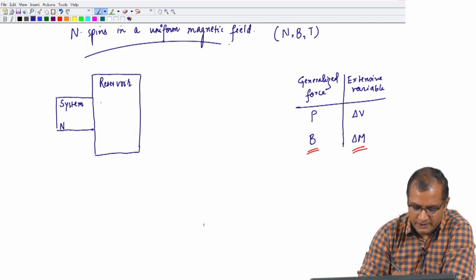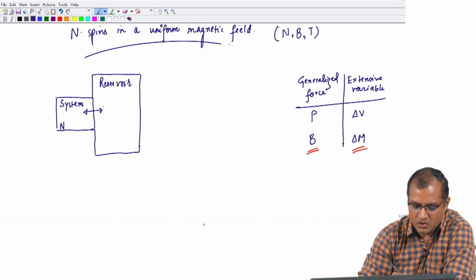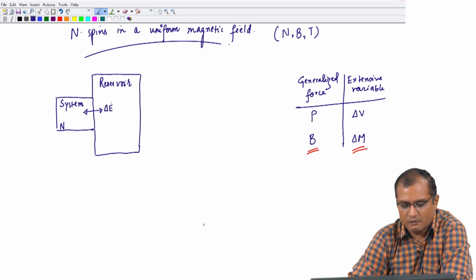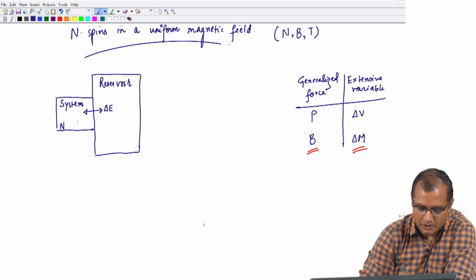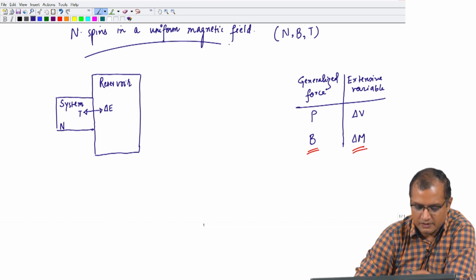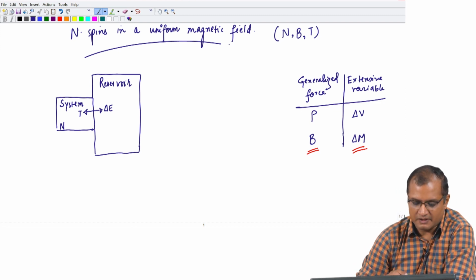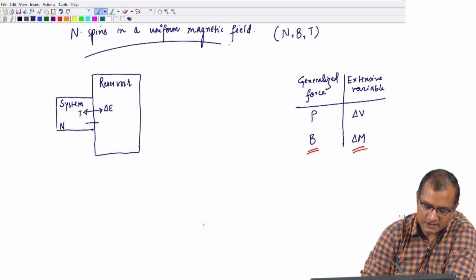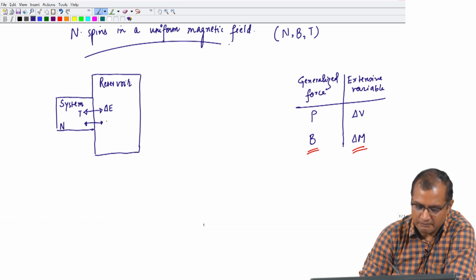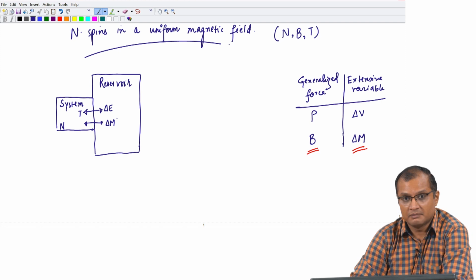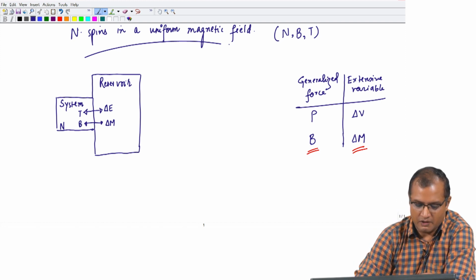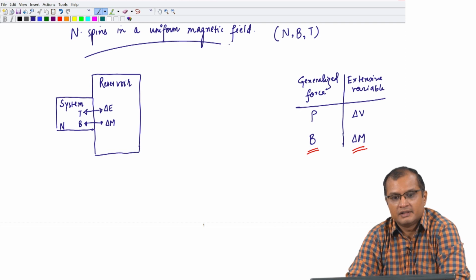Then I will be allowing the system to interact with the reservoir in the sense that the system is allowed to exchange energy with the reservoir to keep the temperature constant. Okay. So, this will keep the temperature constant. So, there is a give and take of energy between the system and the reservoir. In addition to this, the system is allowed to have its magnetization changed, which will be a consequence of a constant magnetic field exerted on the system.